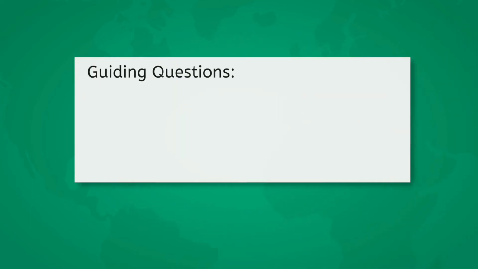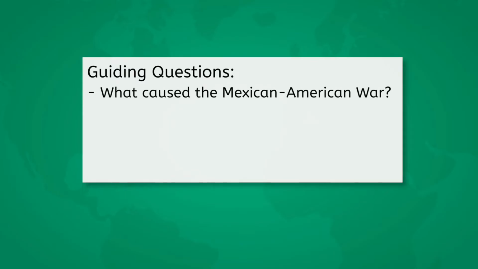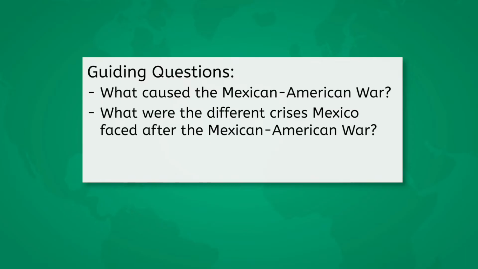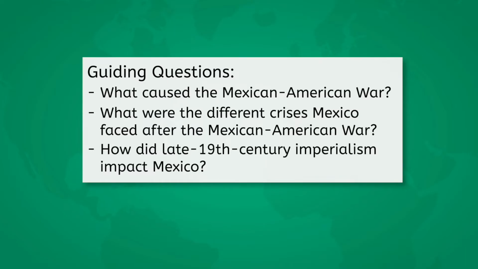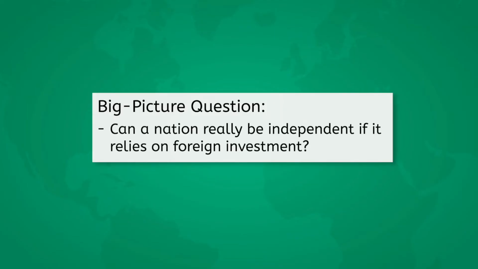Today, we're looking into the way foreign debt and investments impacted 19th century Mexico. To aid our investigation, we have a big event to cover, the Mexican-American War of 1846, and a few guiding questions to help us along the way. What caused the Mexican-American War? What were the different crises Mexico faced after the Mexican-American War? And how did late 19th century imperialism impact Mexico? Our big picture question is, can a nation really be independent if it relies on foreign investment?